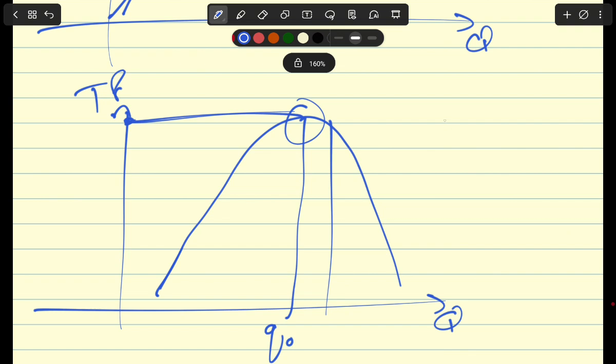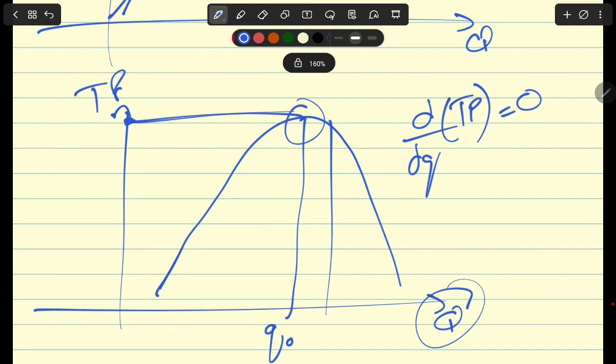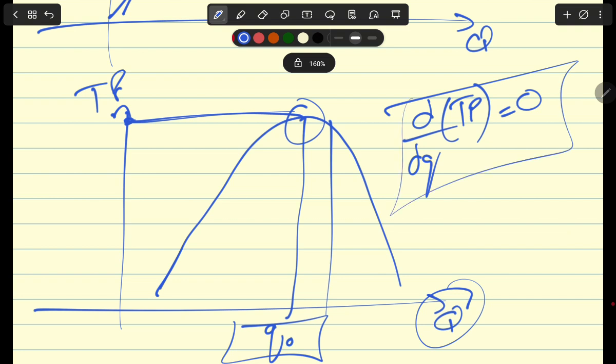So how do you do that? You differentiate the total profit function with respect to the quantity, and you equate it to 0, and whichever quantity gives you the answer 0, that's where the profit is maximizing. So now let's do it.